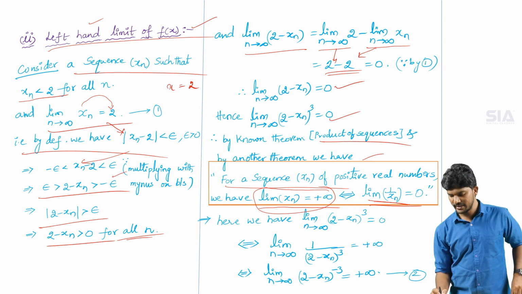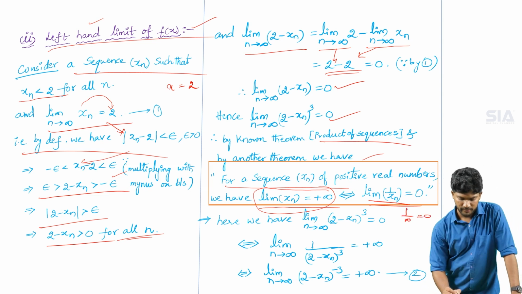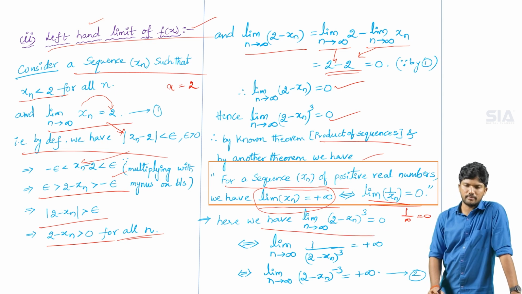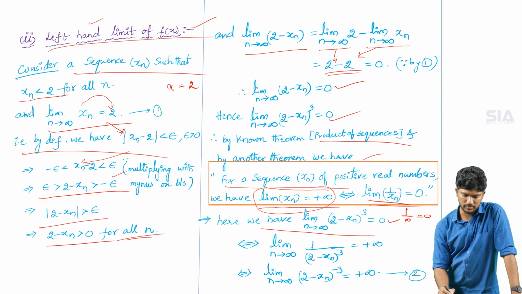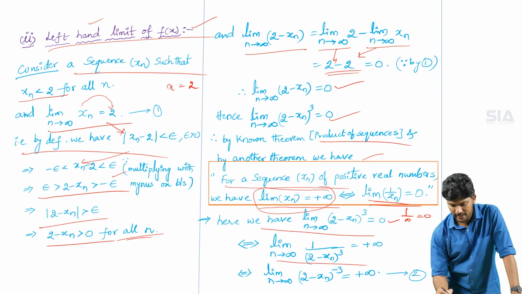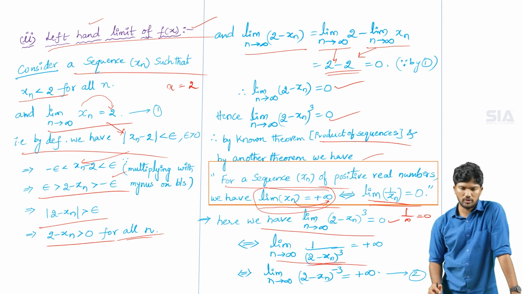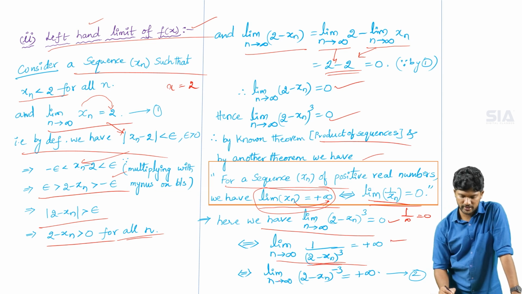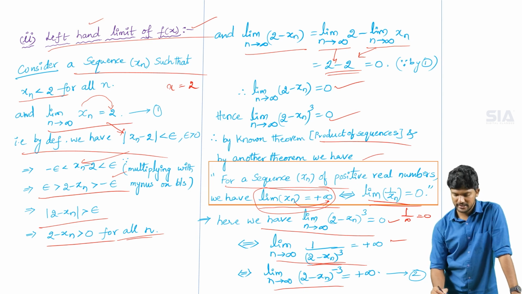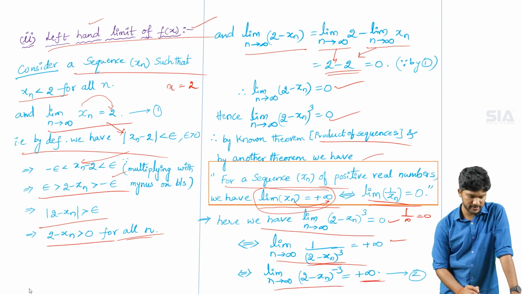Reversal means infinity వచ్చిందని మీరు 1 by infinity చేస్తే 0 అవుతుంది అన్నమాట. That is the condition. Here we have limit n tends to infinity (2 minus x suffix n) whole power 3 equal to 0 వచ్చింది మనకు. So therefore, if and only if limit n tends to infinity, దాన్ని రివర్సల్ చేయండి, అంటే x suffix n వాల్యూ ప్లస్ ఇన్ఫినిటీ వచ్చింది కదా. So therefore 1 by (2 minus x suffix n) whole power 3 is equal to plus infinity. So therefore limit n tends to infinity (2 minus x suffix n) whole power minus 3 is equal to plus infinity. That is taken as equation number 2.